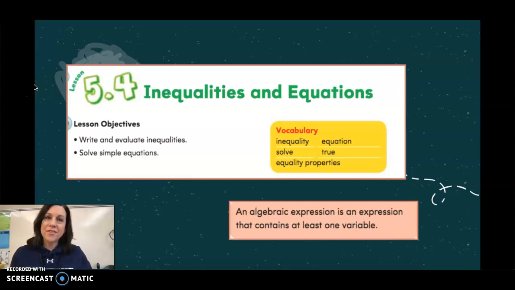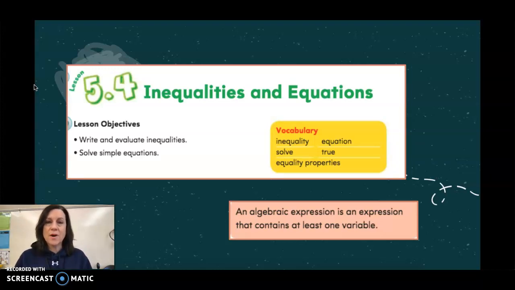All right, so for math today, I want you to have a notebook and a pencil so that you have somewhere to write your work. Okay, so today we are going to talk about inequalities and equations. We're going to learn how to write and evaluate inequalities, and we'll talk about that definition as we go along. And then we're going to solve simple equations. You could take a look at some of your vocabulary there.